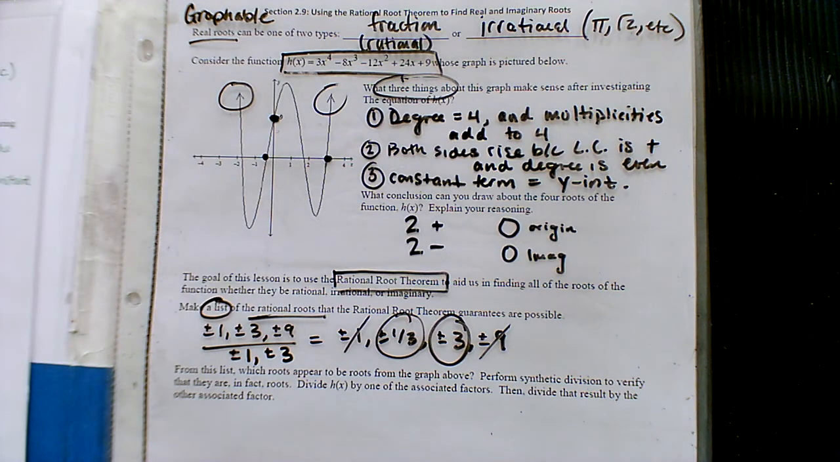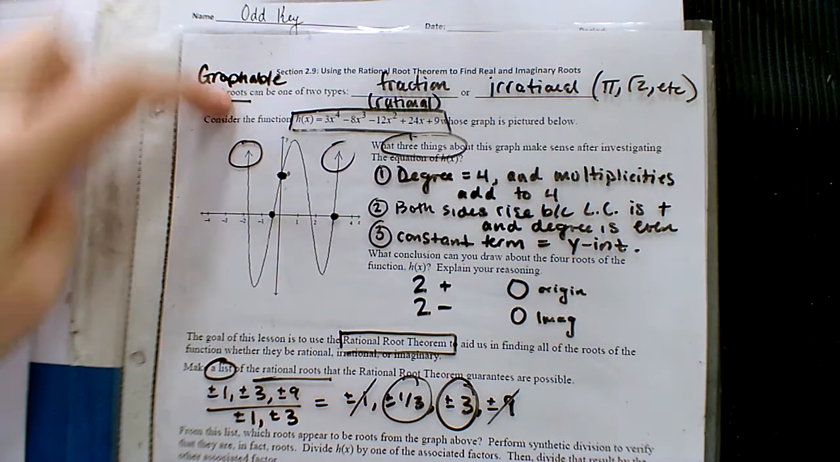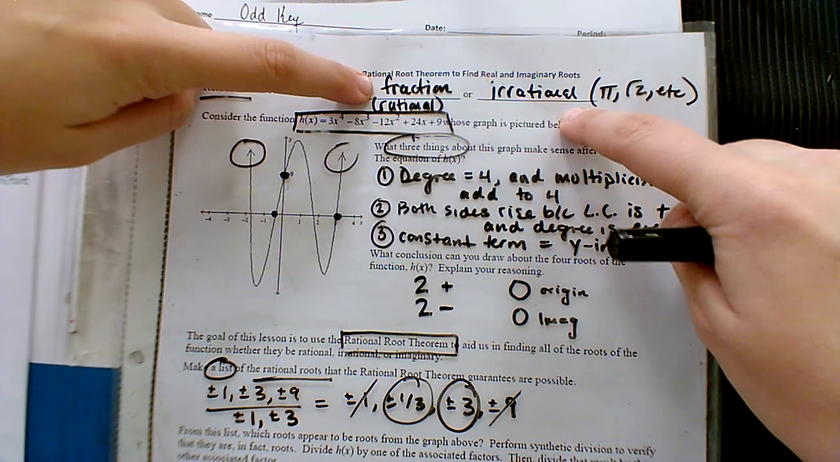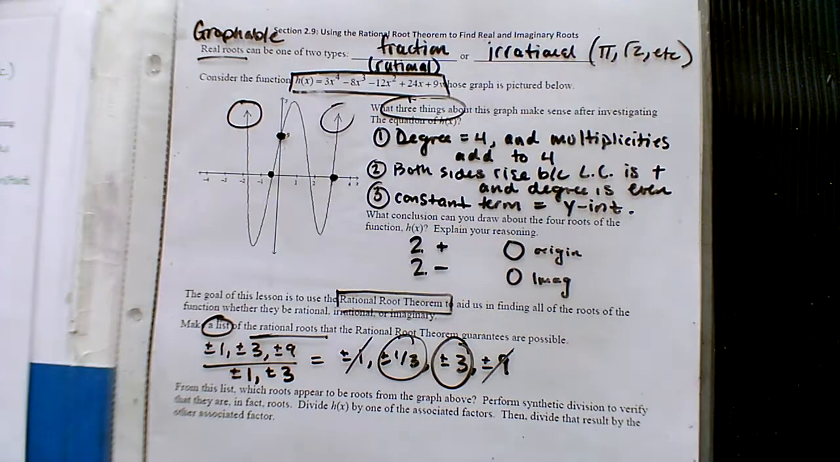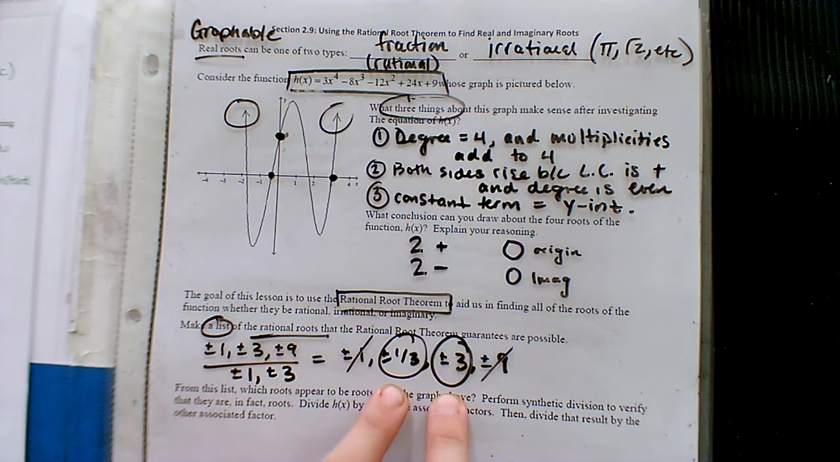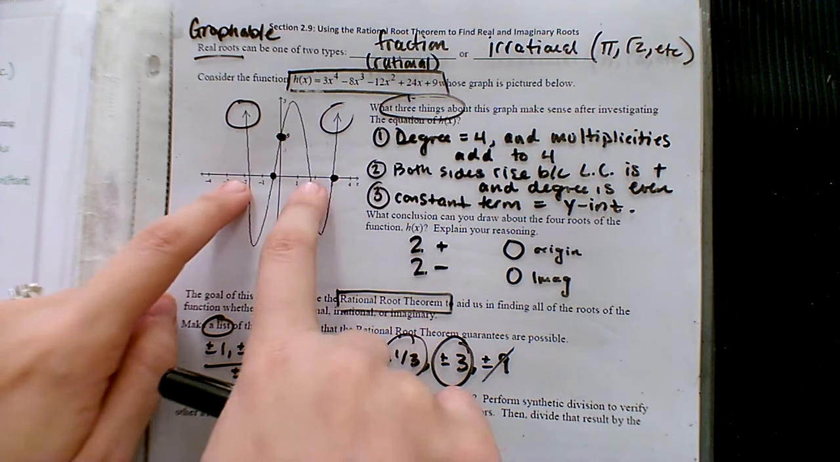So notice what's happening here. We can physically see all 4 x-intercepts. Okay, they're graphable. So if they're graphable, we know they're either going to be fractional x-intercepts or irrational x-intercepts. The problem is only 2 of them actually come from this fractional list that we developed. So what do you think the other 2 must be?